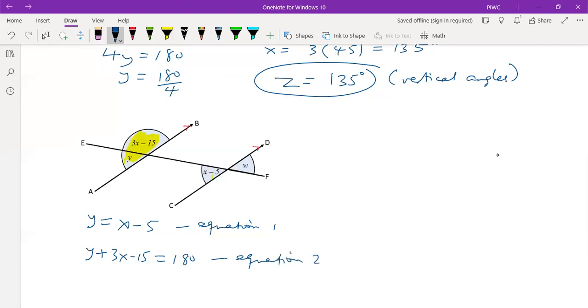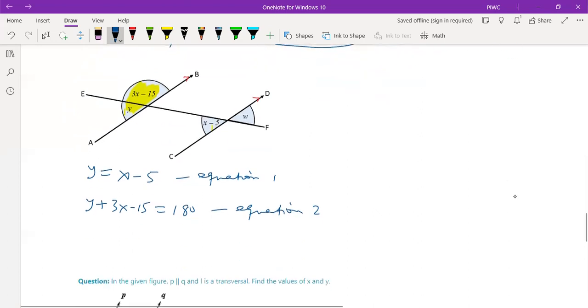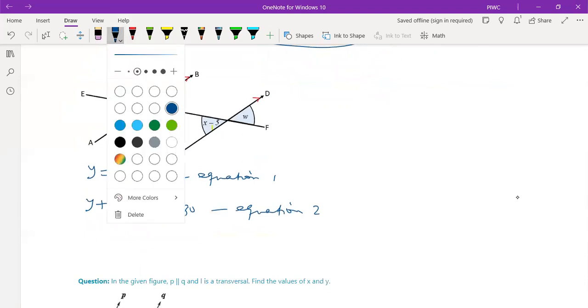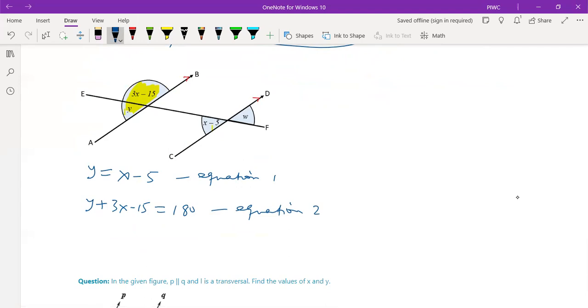Okay. We can solve for x if we substitute y from equation 1 into equation 2. Wherever I have y, I'm going to put in x minus 5, so I'm writing this in terms of x. So x minus 5 plus 3x minus 15 is equal to 180 degrees. Combine like terms: x plus 3x is 4x, negative 5 minus 15 is negative 20. It's equal to 180 degrees.